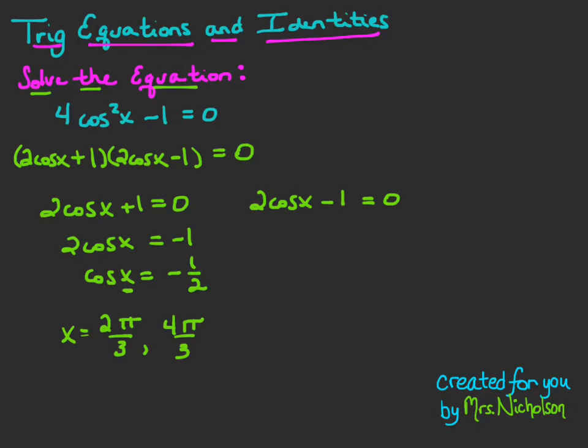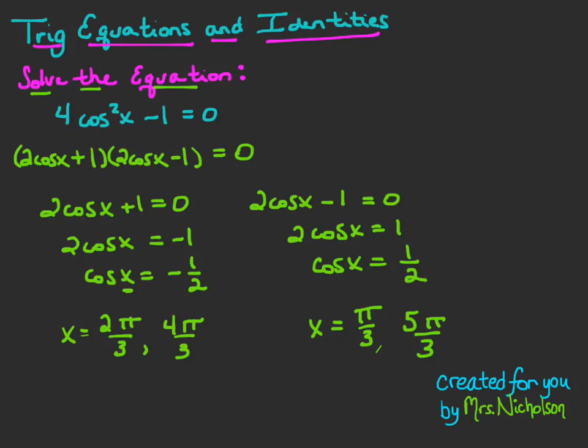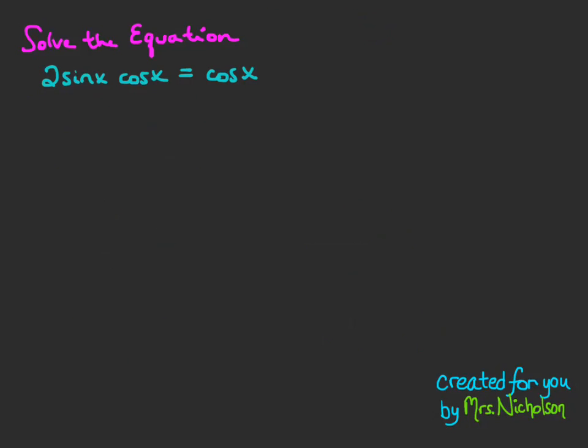On the other side, I'm going to solve for cosine x again. I'm going to add 1 to both sides. And then we're going to divide by 2. And cosine x is equal to, this time we're getting positive 1/2. Cosine is positive in quadrants 1 and 4. And the angles where cosine is equal to 1/2 are pi over 3 and 5 pi over 3. And so those 4 angles are the solutions to this equation. Let's look at another example.